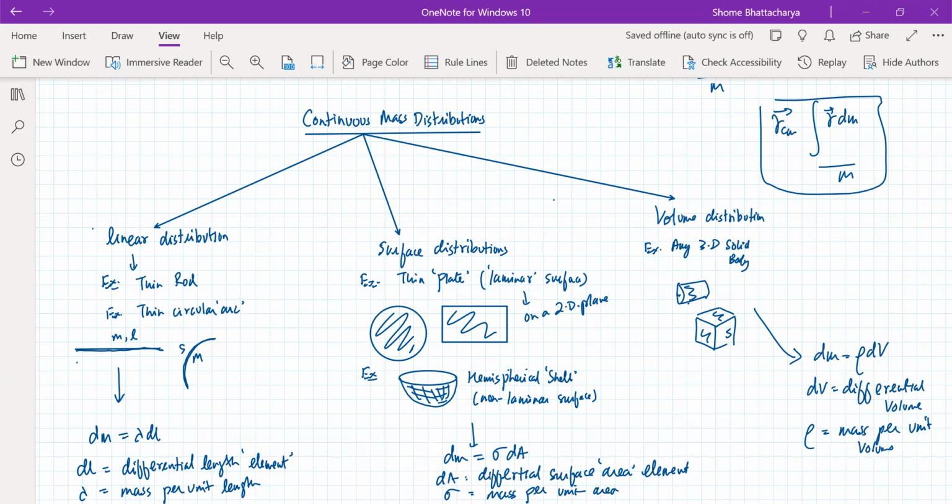So further, when we are executing this integration of r dm, we have to select our mass element dm as either a small length element dl, or a small part of the surface area dA, or a small part of the total volume, the solid three-dimensional volume dv, depending on what type of body we are dealing with or what kind of continuous mass distribution, whether it is a linear distribution, a surface distribution, or a volume distribution. So just make sure you understand this classification. Then we will start looking at examples of application of this integration method.